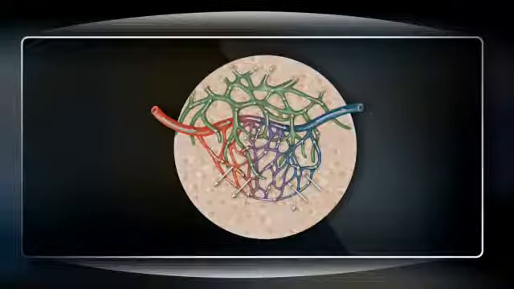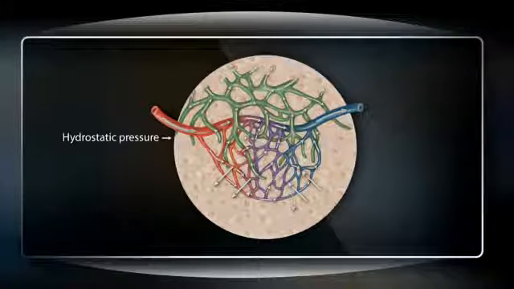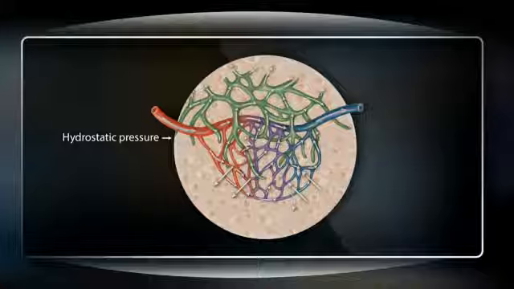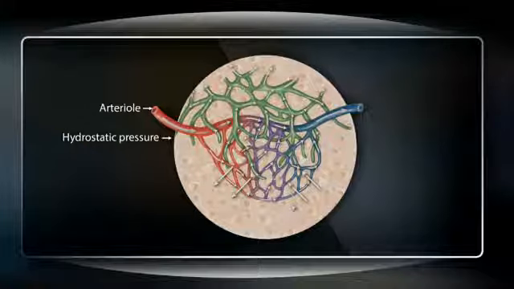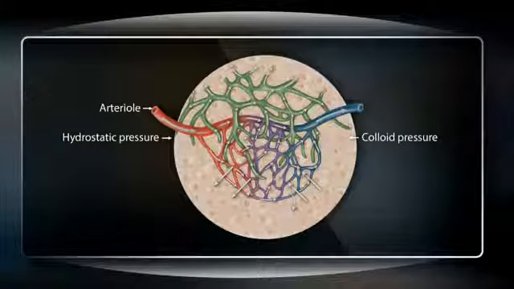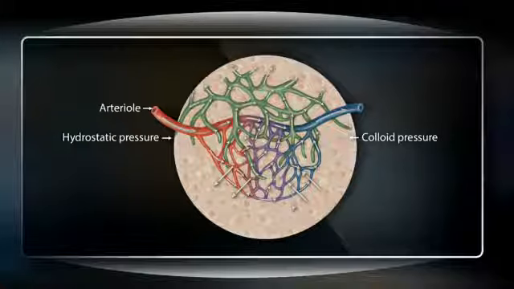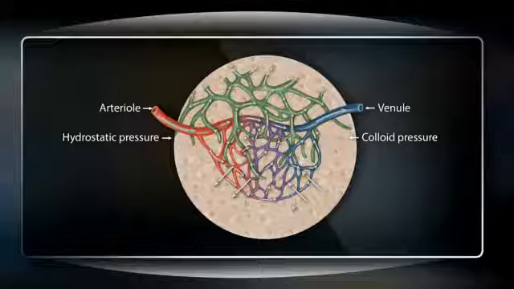Blood circulates from arteries to veins through the capillary bed. Blood pressure or hydrostatic pressure within the capillary bed, especially near the arteriolar end, forces fluid out into the tissue spaces. As blood continues toward the venous end, the colloid oncotic pressure of plasma proteins pulls fluid back into the vascular tree.